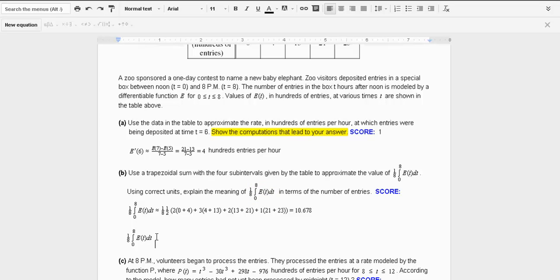So I'm going to copy and paste again. Represents the average number of hundreds of entries in the box between noon and 8 p.m.